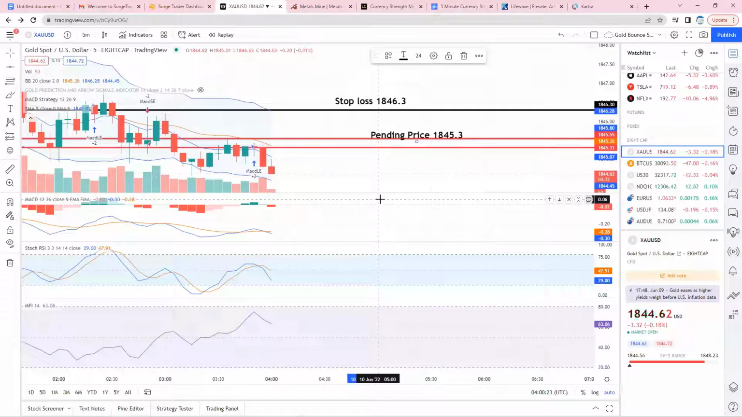Here we go. Beach Trader Night. We came in, and it's been going down ever since. We caught it at the top. It's going down, down, down, down, down.